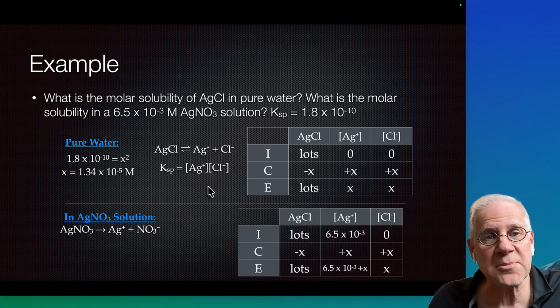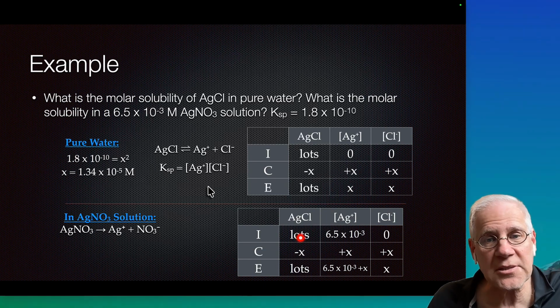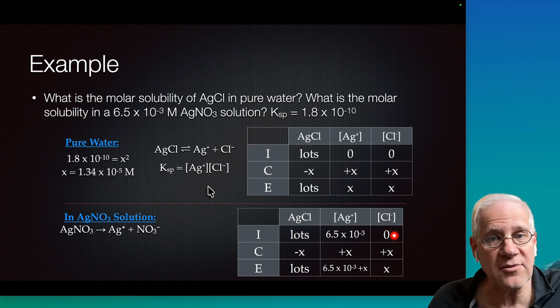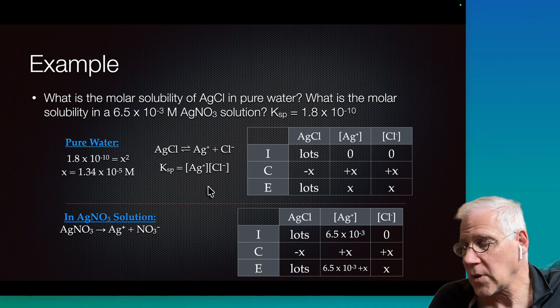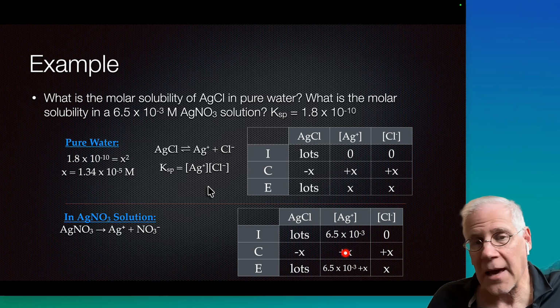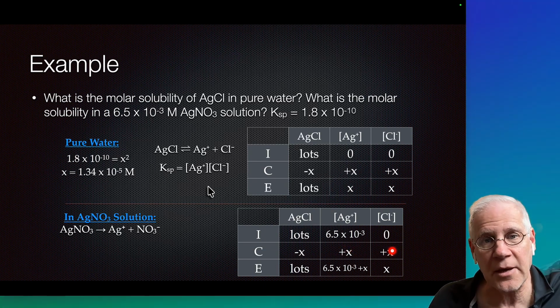So let's set up another ice box for our AgCl. For my AgCl, I still have lots of solid, but now I have a starting value of Ag+ from the silver nitrate. So I have 6.5 times 10 to the minus 3. And of course, I have no chloride because nothing has dissolved yet from the silver chloride. I'm going to lose X amount of my silver chloride. From that, I'm going to gain X amount of silver, and I'm going to gain X amount of my chloride.